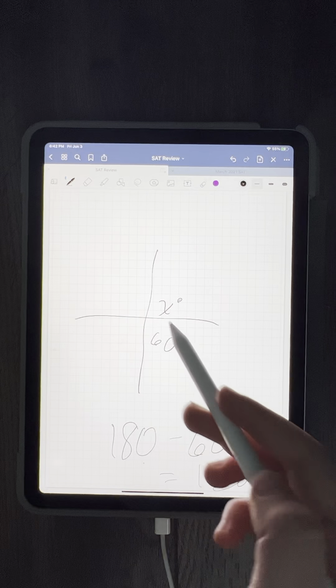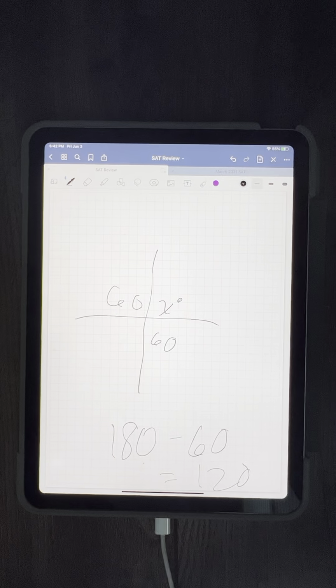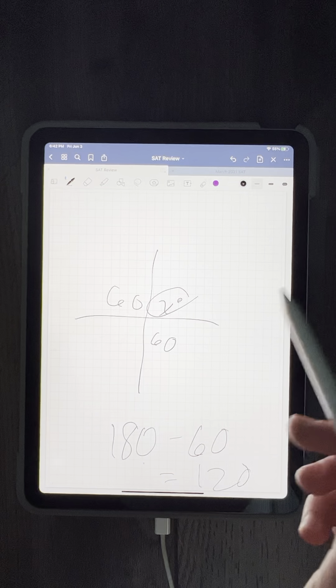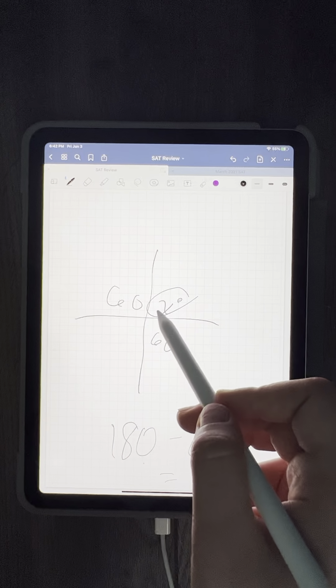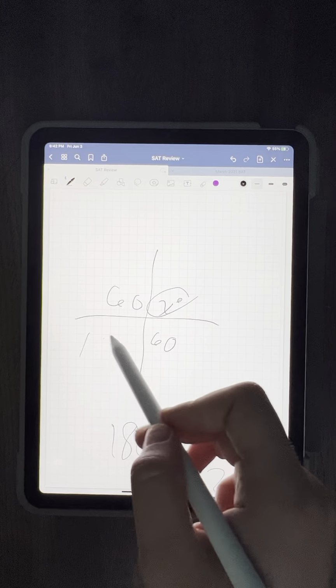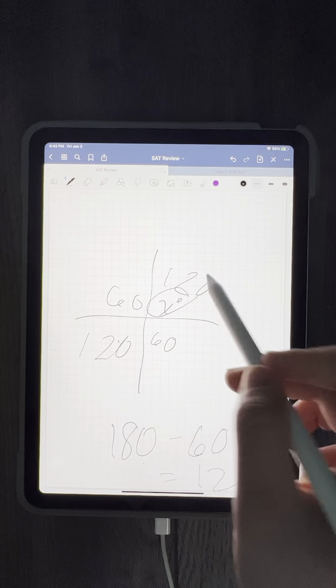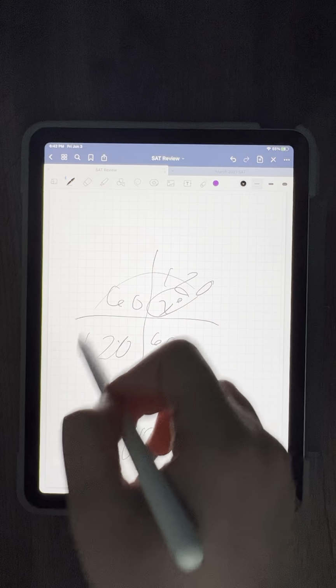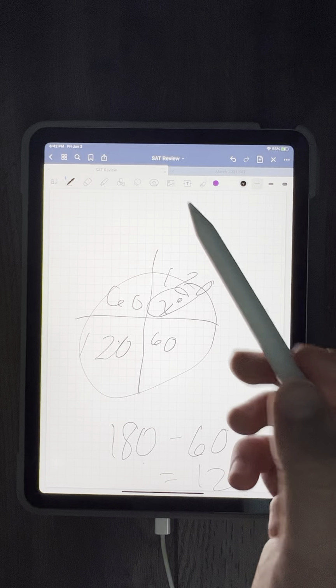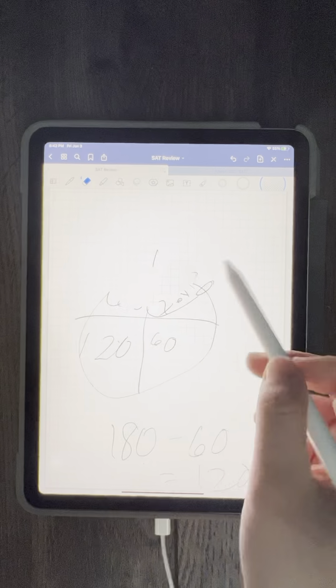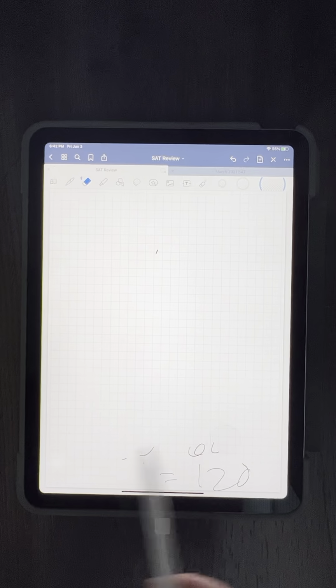But if they give you, say for example, 60 and 60, right? You automatically know x is 120 because this and this equal each other. So 120 and 120 equal each other. And all of these together equal 360. Just remember that. And if they give you a triangle, it's the same thing.